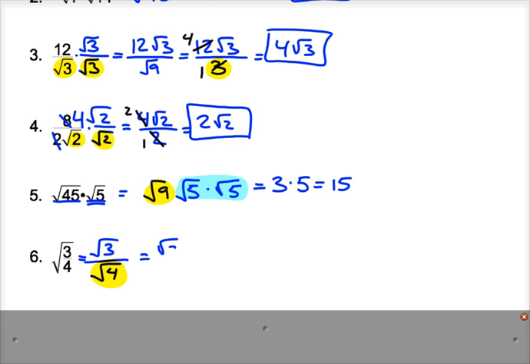So I get the square root of 3 over 2. I can't reduce them. The denominator is not a square root, so everything's fine. And here's my final answer.